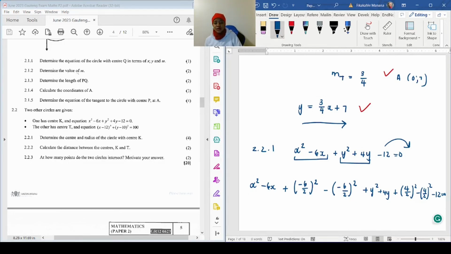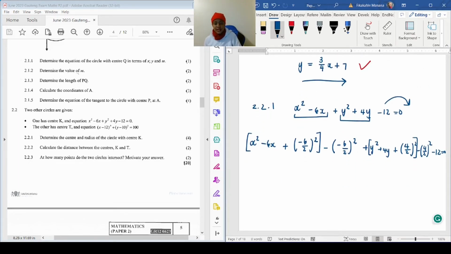And then what I'm going to do then is focus on this portion over here. I'm going to group that. Okay, so basically I have x squared minus 6x. -6 divided by 2 is -3. -3 squared is 9. Okay, so I have that. And so this is 9 here.